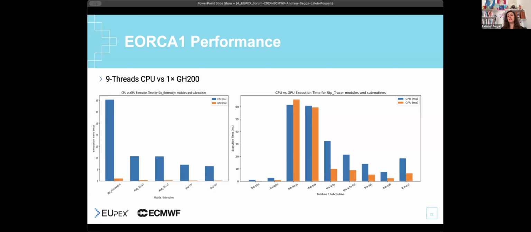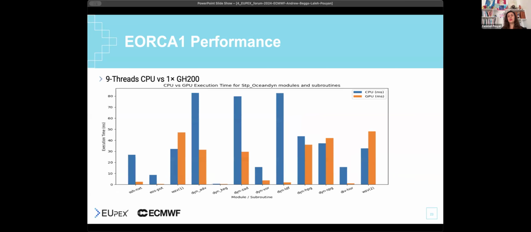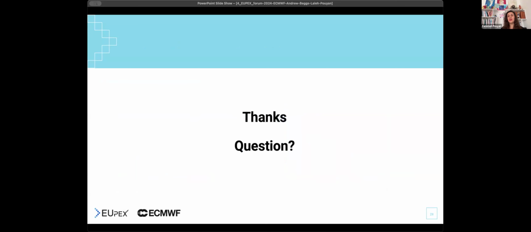And for the next slide, I also put a similar result with a similar scenario and setup for porting ocean dynamics modules. That's it. That's all from my side. Thank you for listening. If you have any questions, I'll be happy to answer.